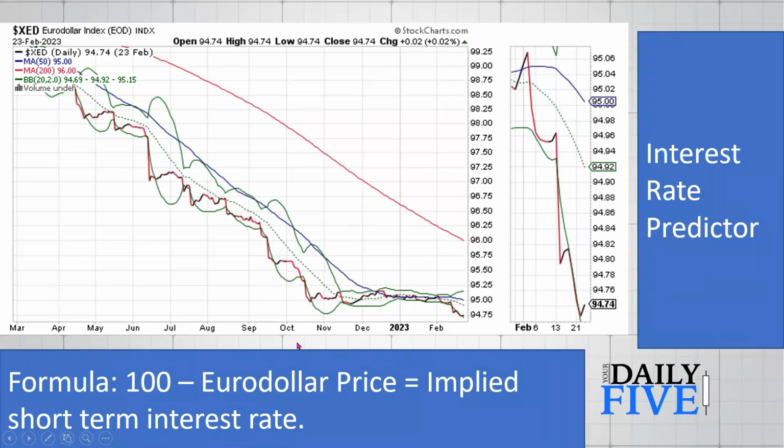So here's a quick formula that will help you understand this better. If you take 100 minus the Eurodollar price, that tells you what the implied short-term interest rate is. So we look back here when the XED was trading at 98: 100 minus 98, interest rates in May of 22 were essentially 2%. And interest rates now, 100 minus 94.75, basically the market is betting on 5.25%. Low liquidity.